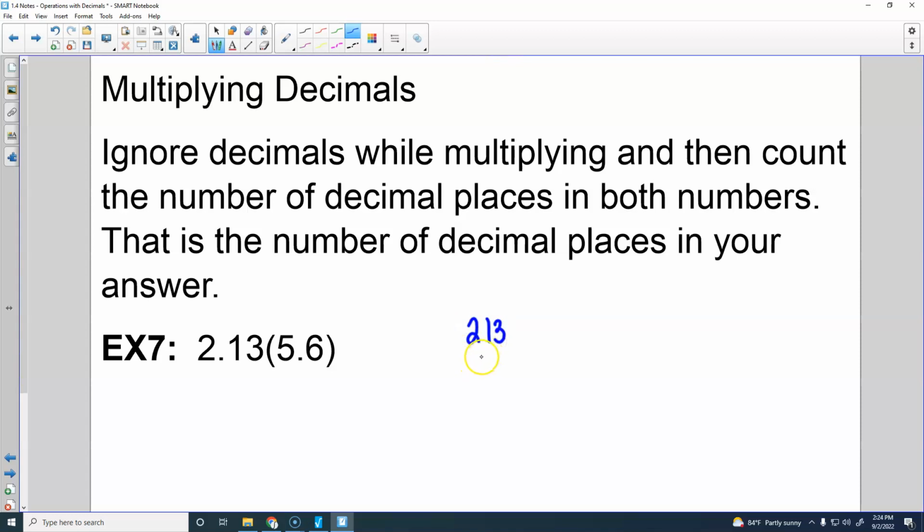Okay? So I'm just going to do 213 times 56. You can put the decimal points in those numbers if you want, but you're going to ignore them. So if you leave them out, that's fine too. Okay? So 6 times 3 is going to be 18. We'll carry the 1. 6 times 1 is 6. Add the 1, you get 7. 6 times 2 is 12.